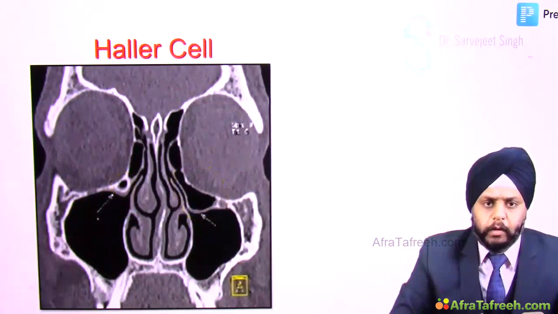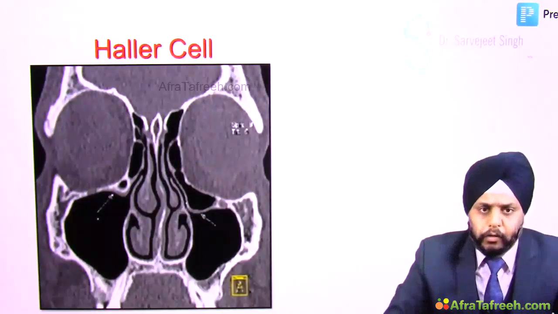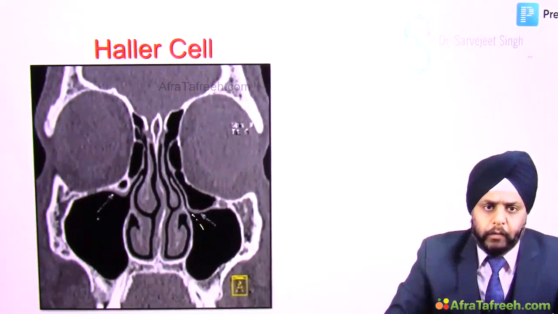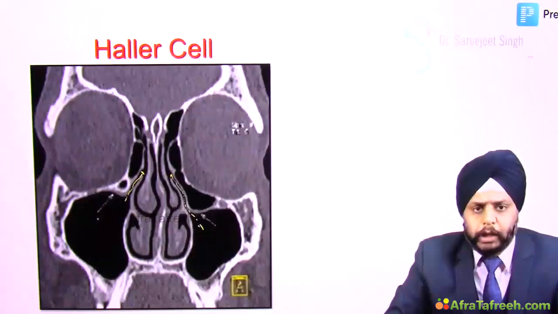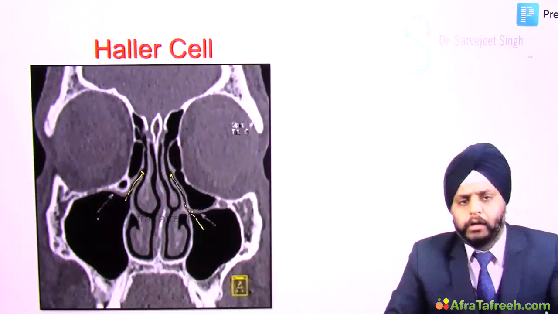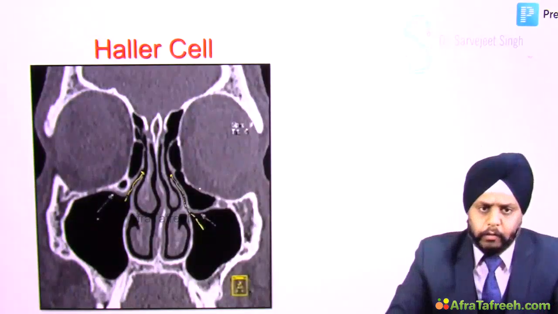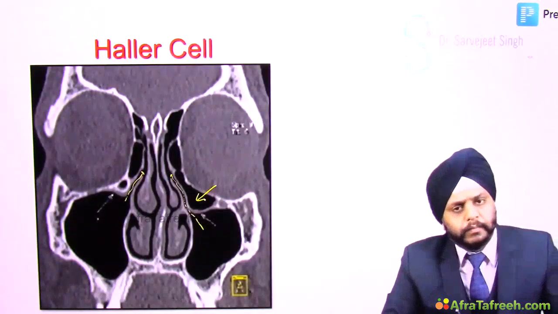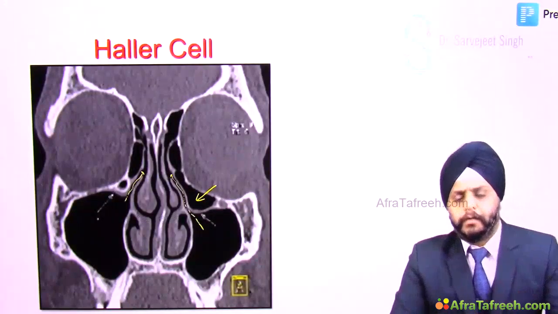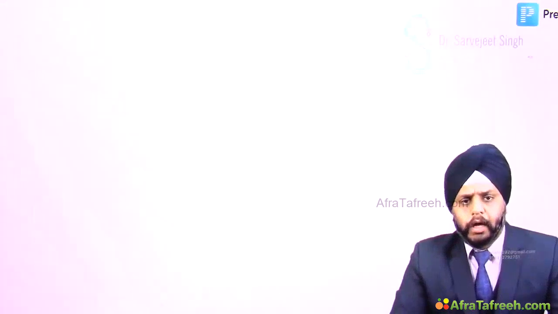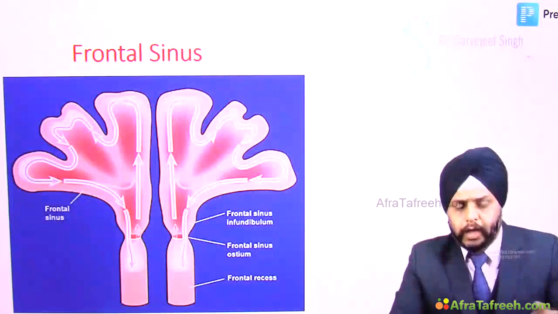Now what happens because of the bigger Haller cell? You see the drainage pathway of the maxillary sinus has become so much longer and tortuous. Compared to this side, for the left side, the drainage pathway has become much longer and tortuous. So that was the Haller cell, right? After discussing these anterior ethmoidal air cells, let us now look at the frontal sinus.